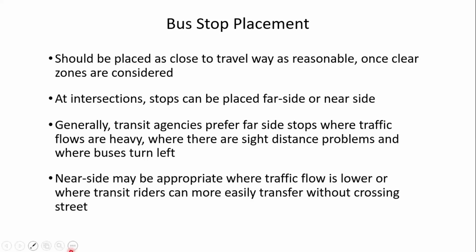Bus stop placement should be as close to the travelway as possible once clear zones are considered. And at intersections, bus stops can be placed far side or near side. Generally, transit agencies prefer far side stops where traffic flow is heavy, where there are sight distance concerns, and where buses turn left. Near side stops may be appropriate where the traffic flow is lower or where transit riders can more easily transfer without crossing the street.